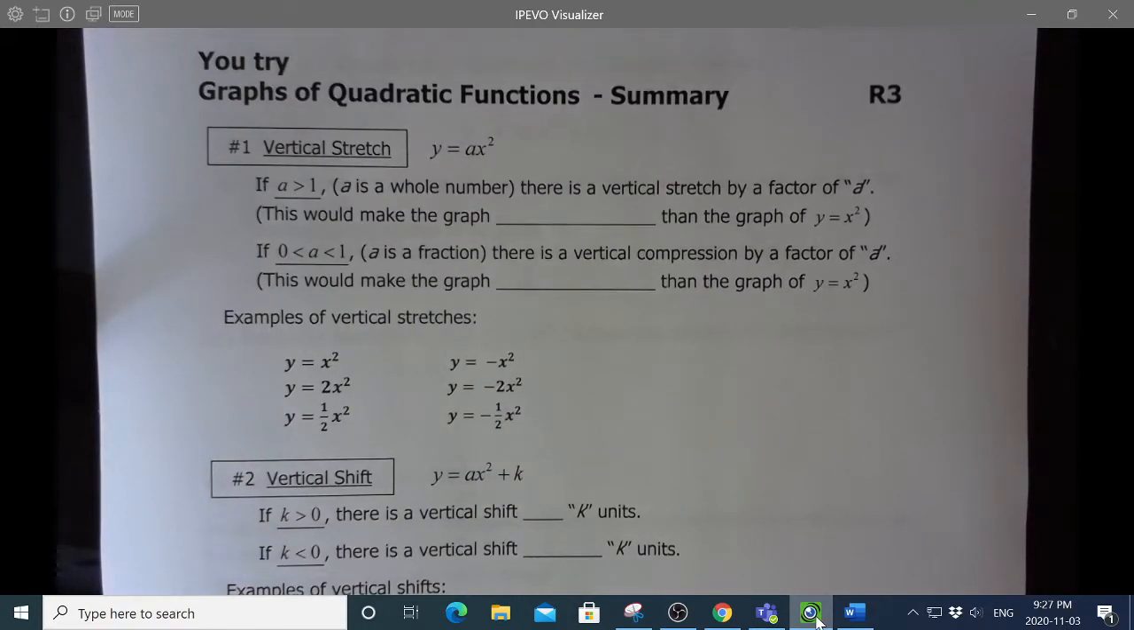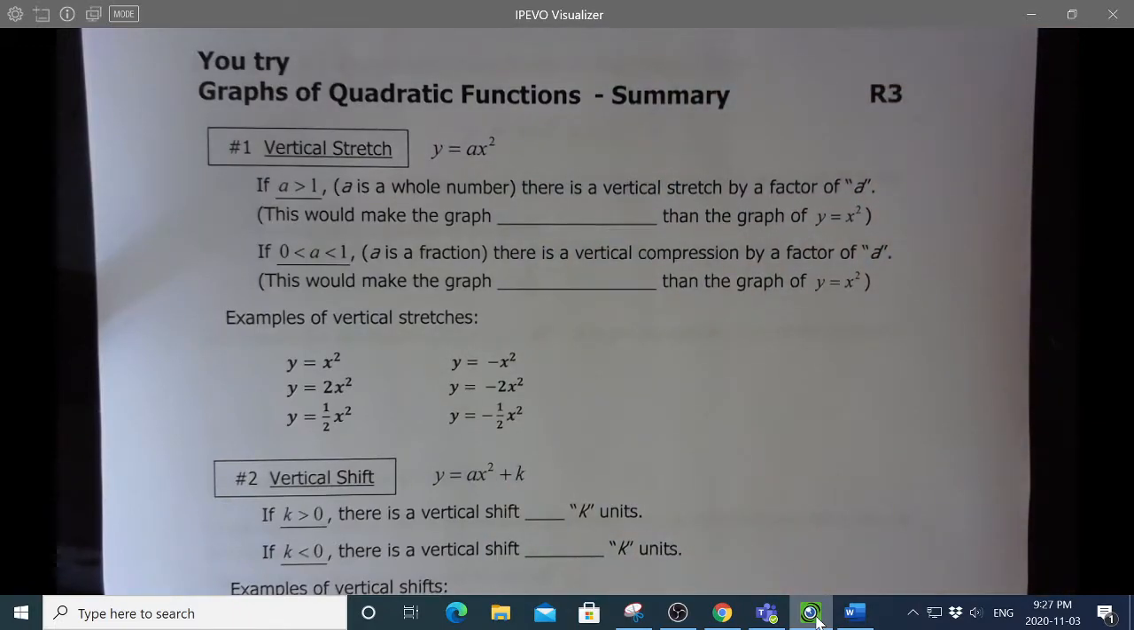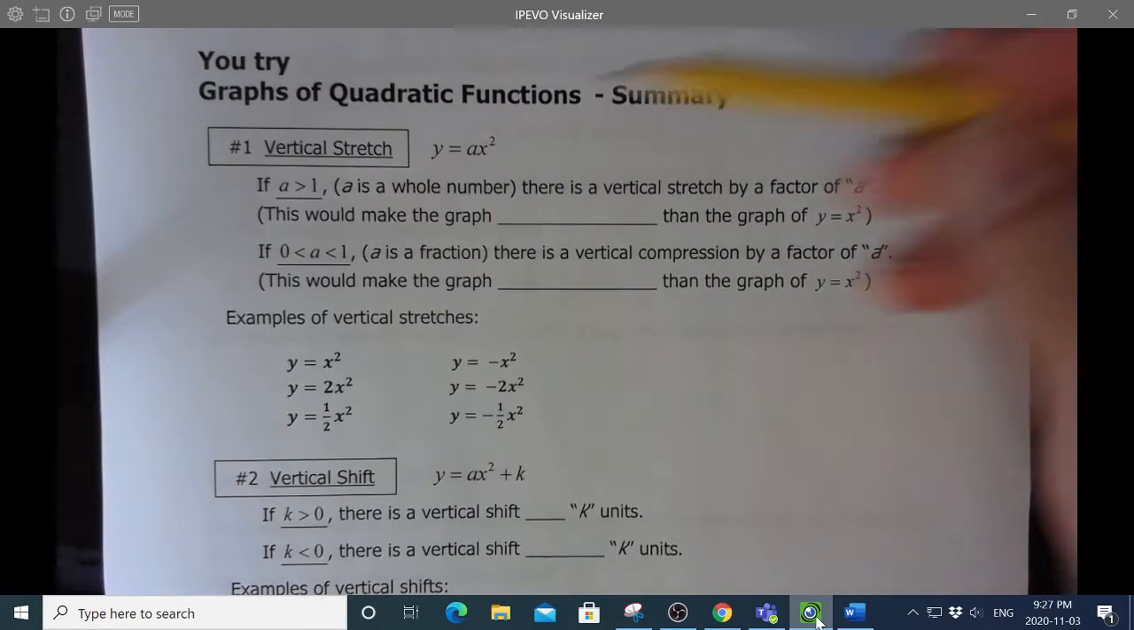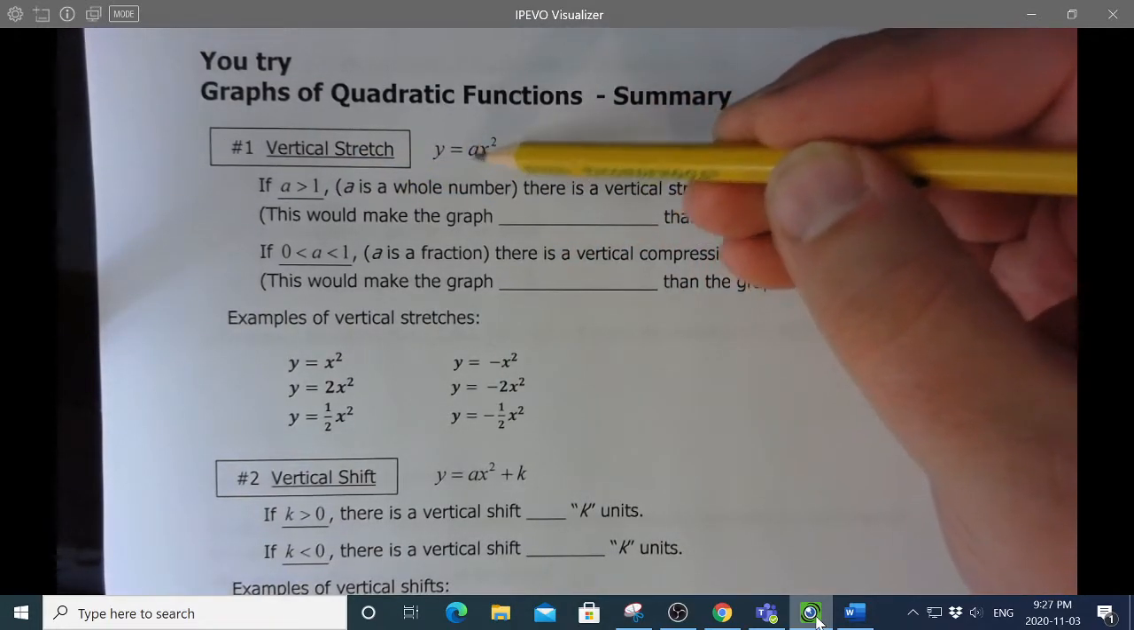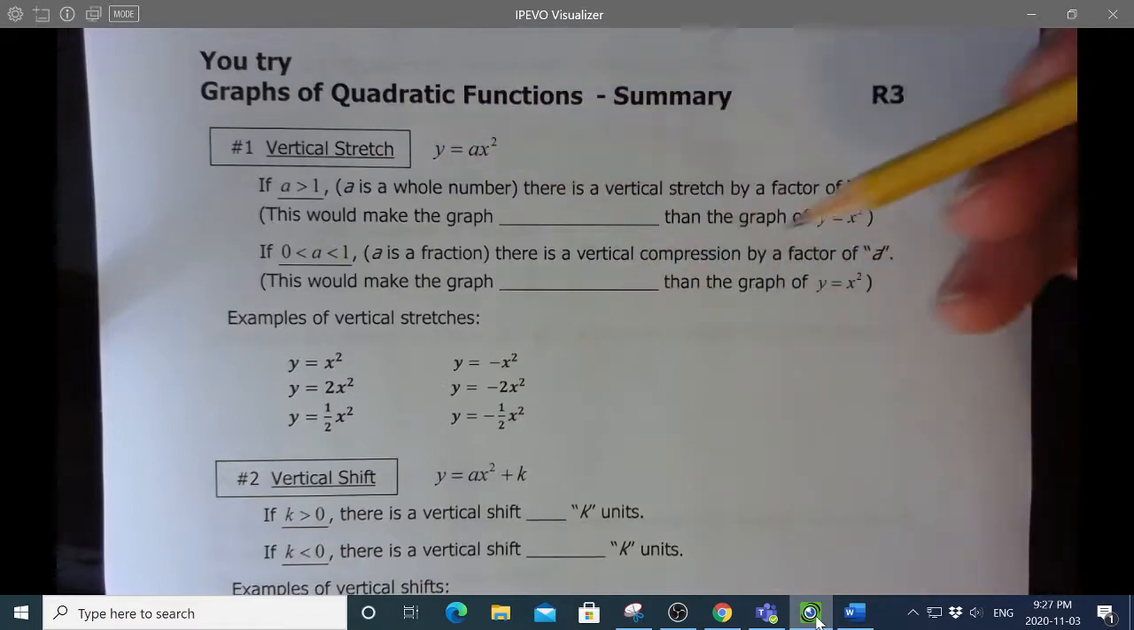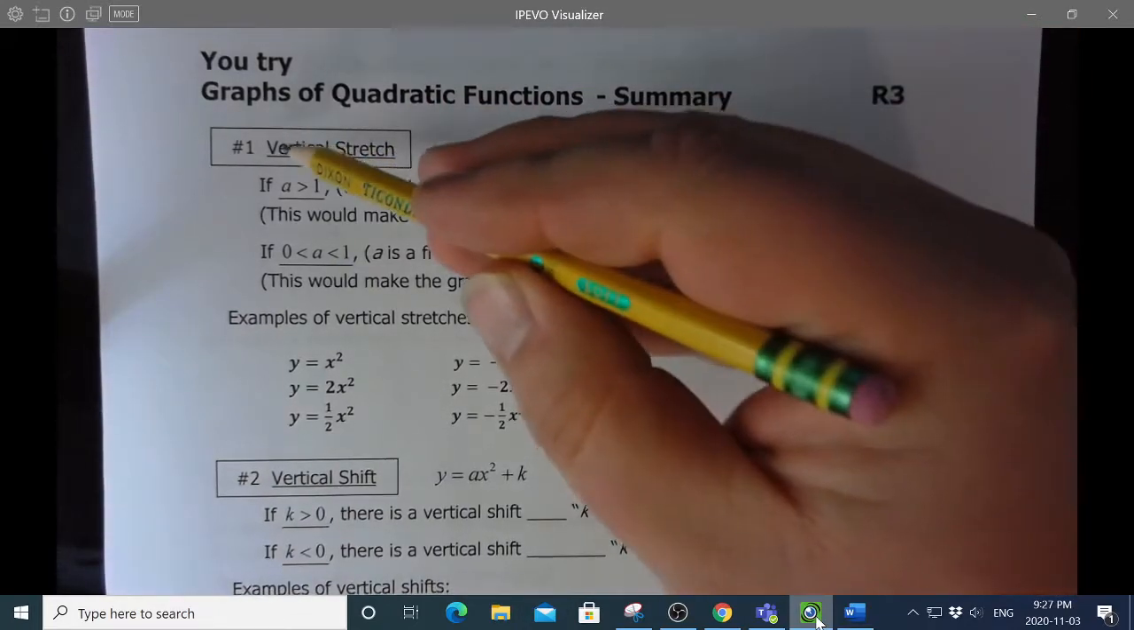know why. Anyway, this is where we left off, and I said you should try this sheet on your own. So let's just quickly summarize everything you were supposed to learn from the last lesson. First of all, the a number, that is the coefficient on the x squared term in a quadratic function, is what we call the vertical stretch.